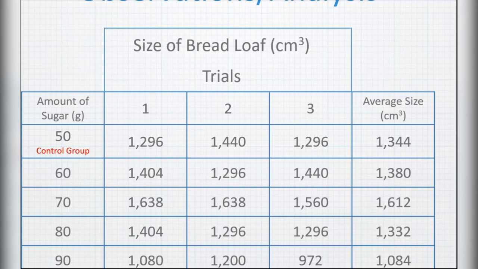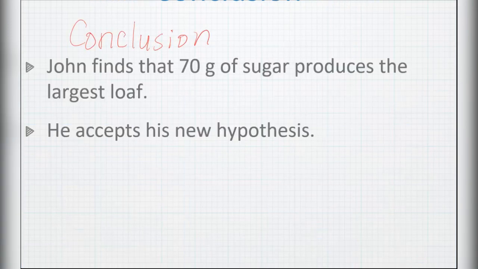Now 50 gram giving 1344, 60, 1380, 70, 1612, 80, 1332, 90, 1084. So again here you see which one is giving you the largest size of the bread loaf. John finds that 70 gram of sugar produces the largest loaf.